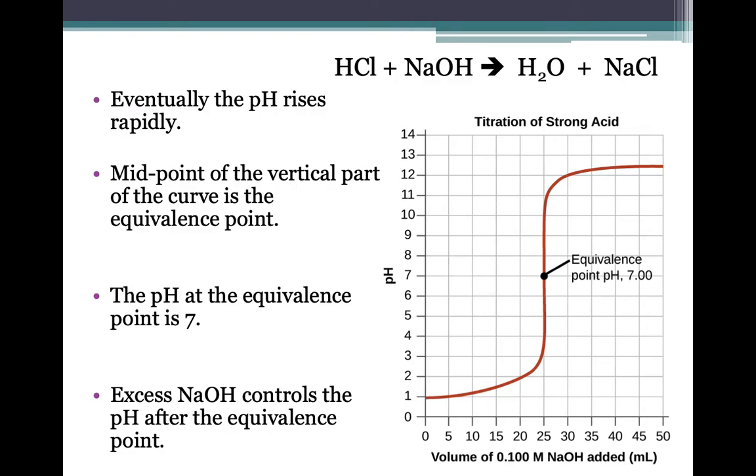So eventually, as we're adding base, pH rises. We get to the midpoint of the vertical part of this curve, and that is our equivalence point. And only for strong acids and strong bases is the pH 7 at the equivalence point. You'll notice before 7, when we've only added a few milliliters of sodium hydroxide, the pH is going to be controlled by HCl. After we get to 25 milliliters, now the pH will be controlled by sodium hydroxide.